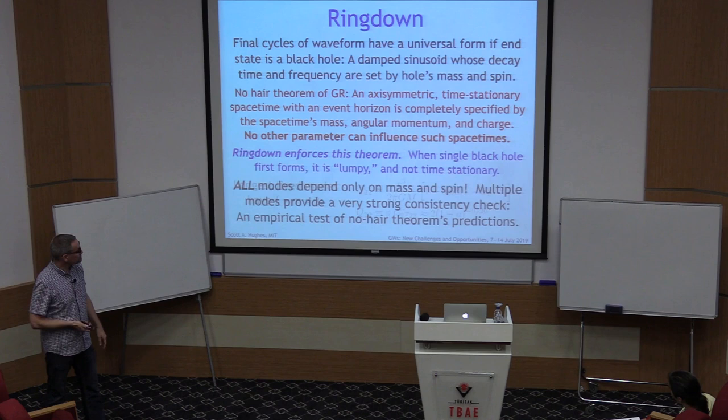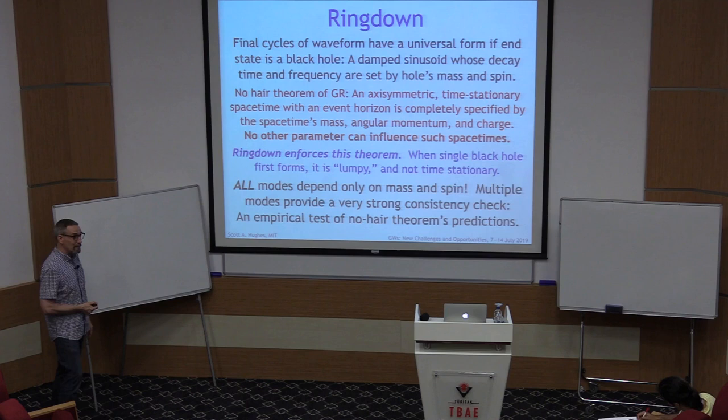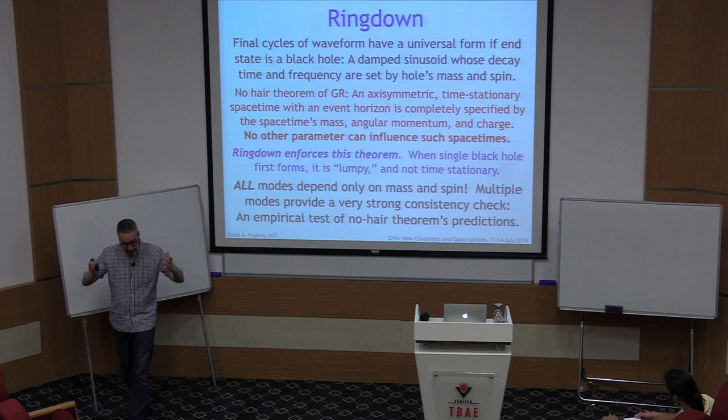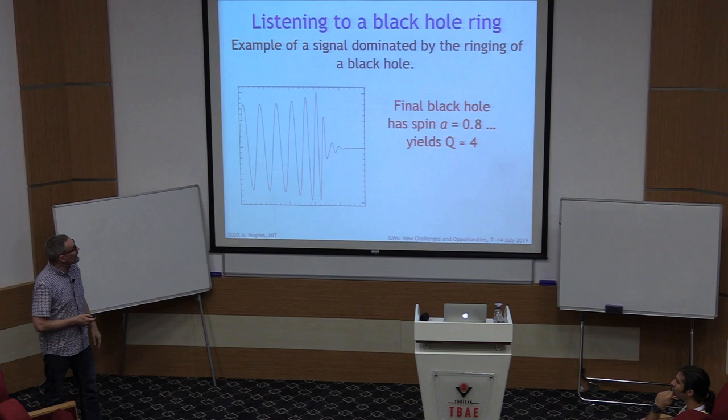That's just one mode. All the modes have a dependence that kind of looks like this. And this tells us that there is a consistency test for general relativity here if we can measure multiple modes. If all of them agree with this sort of formulation, this is an empirical test on the validity of the no-hair theorem.